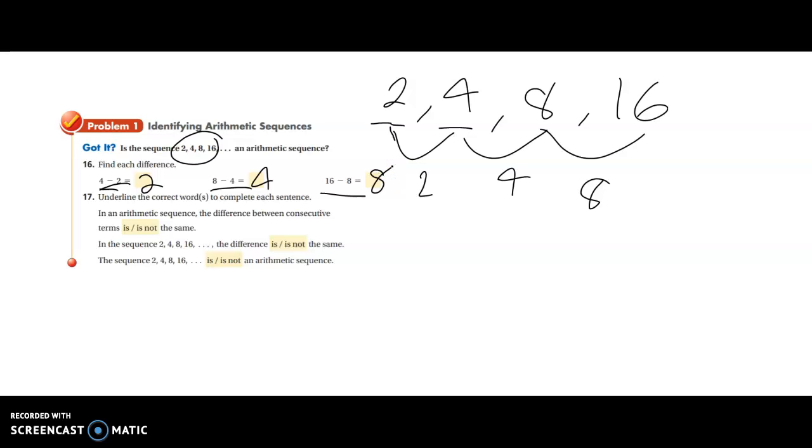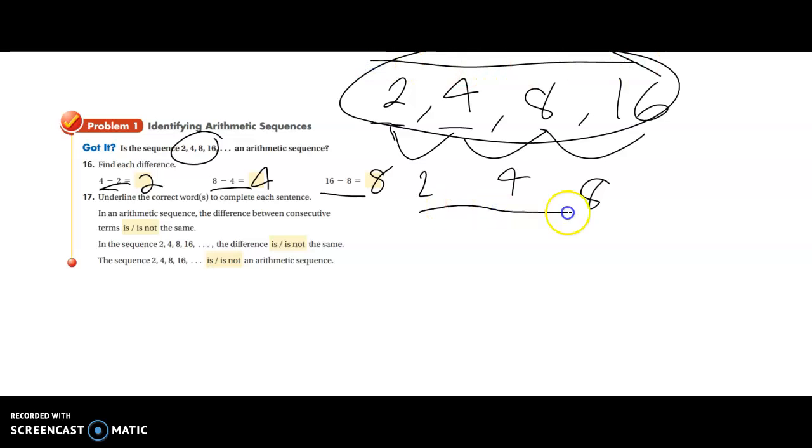Now, as we can see, the differences are not the same. They're not common. So, therefore, we conclude that this is not an arithmetic sequence. Because essentially what makes an arithmetic sequence is that the terms have a common difference, or a difference of the same number. And in this sequence, the difference is not the same.